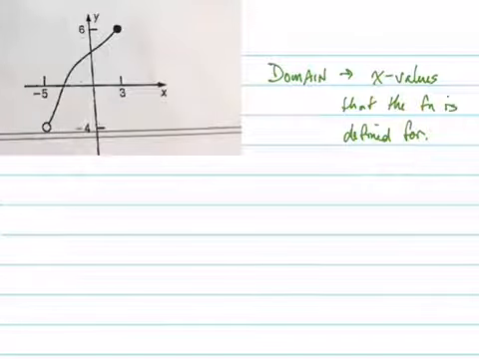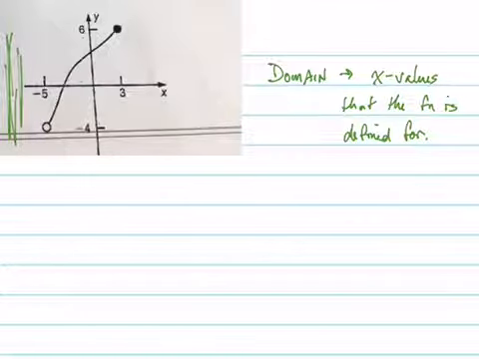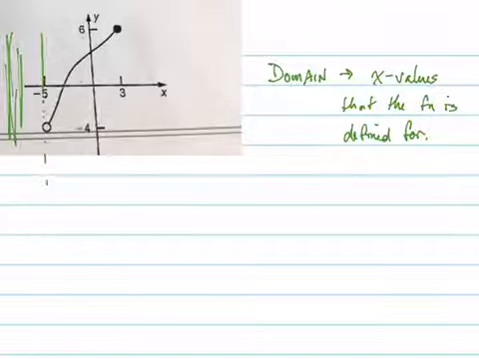Well, the way I do that is I draw vertical lines, because those give me the x values. If I draw a vertical line there, that's at about maybe -7. Is the function defined at -7? No. How about -6? No. How about -5? Nope, because that's an open circle. So it's not defined there.